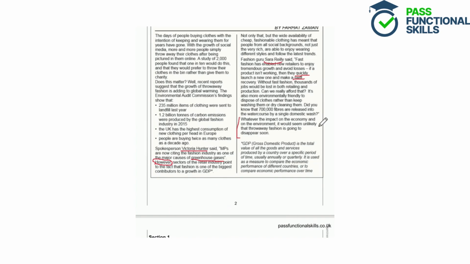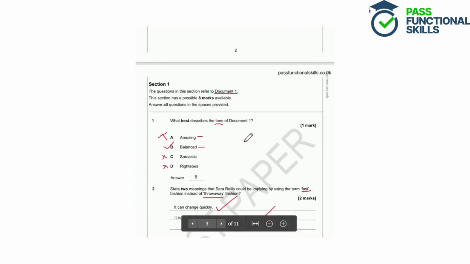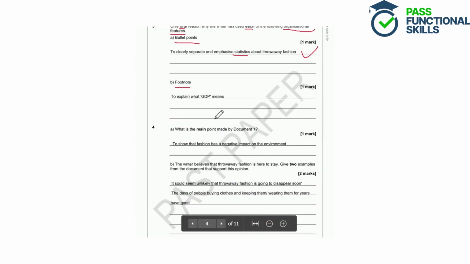So if we read that, GDP, gross domestic product, is the total value of all the goods and services produced by a country over a specific period of time, usually annually or quarterly. So we can say that this footnote, the reason that the author has used it is to explain this term here, so to explain GDP. So to explain what GDP means would be the correct answer.